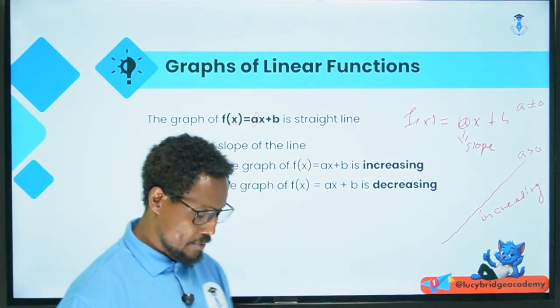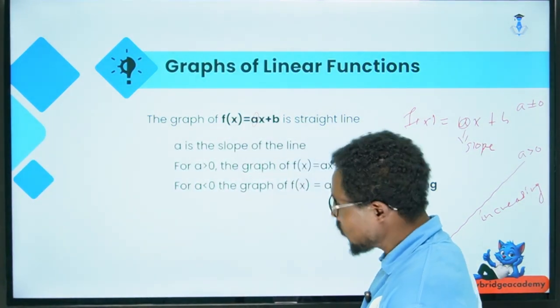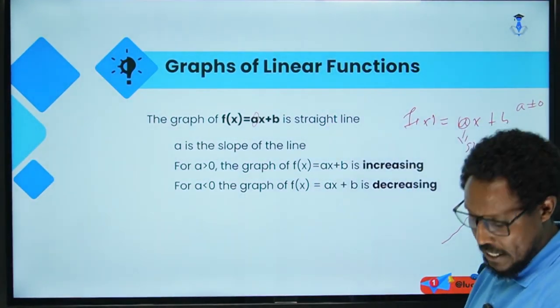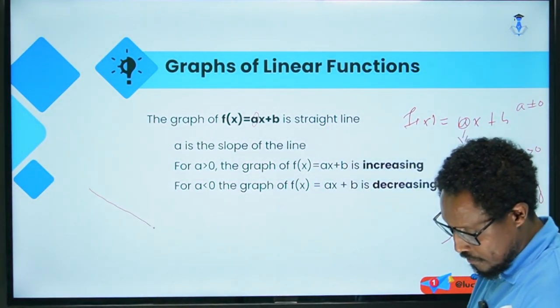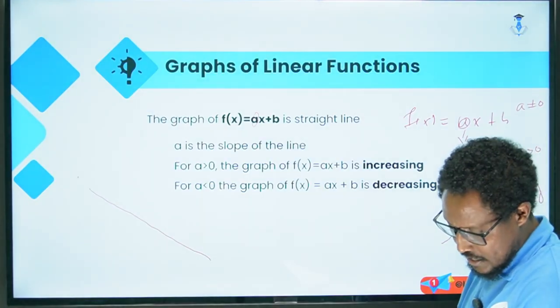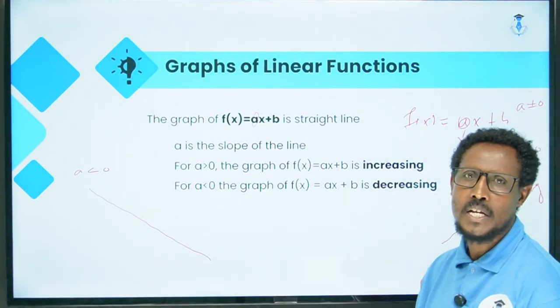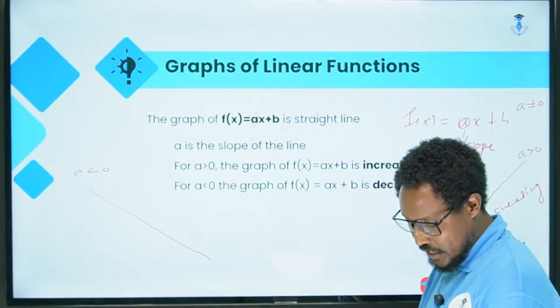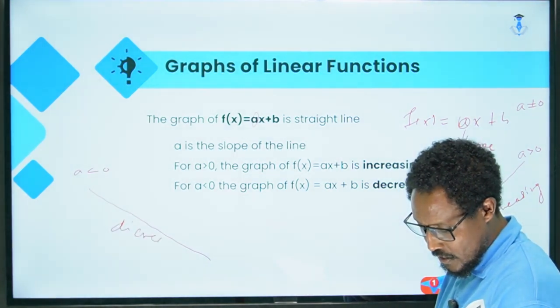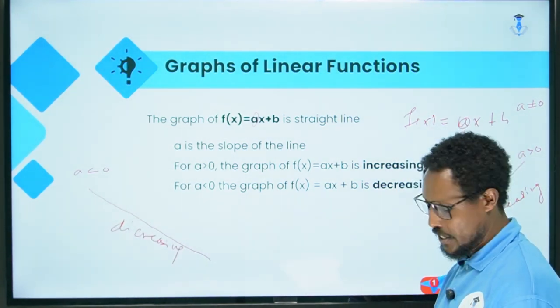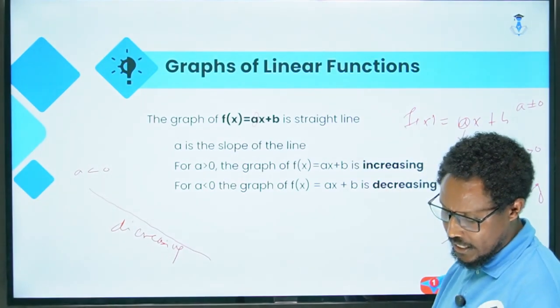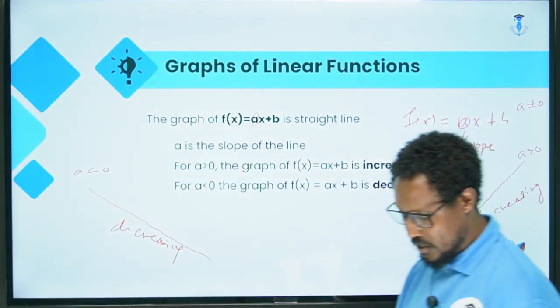Increasing. But if it is from left top to right bottom, this type, a is less than 0, that means negative slope, and it is decreasing. For a less than 0, the graph of f of x equals ax plus b is decreasing.